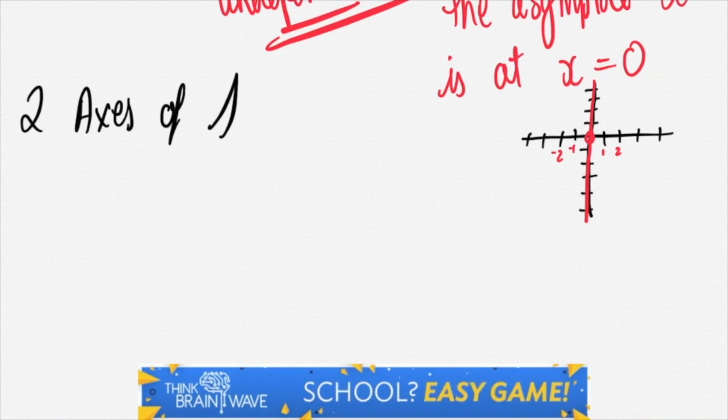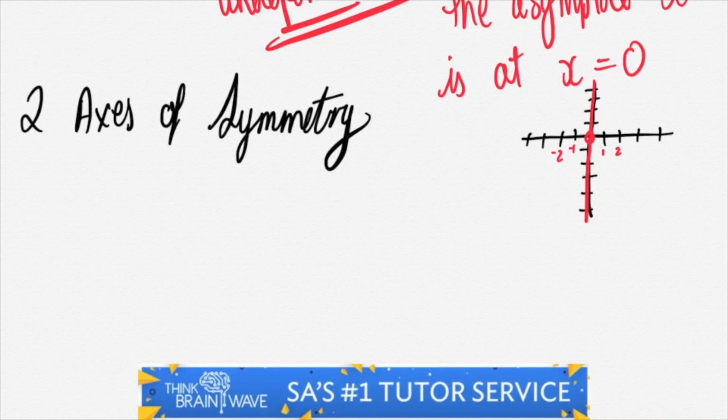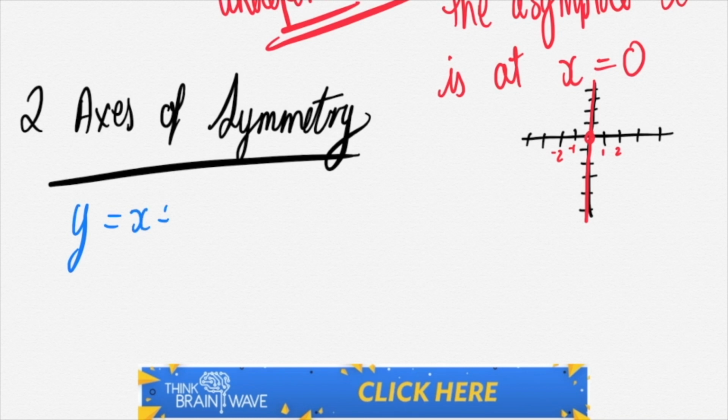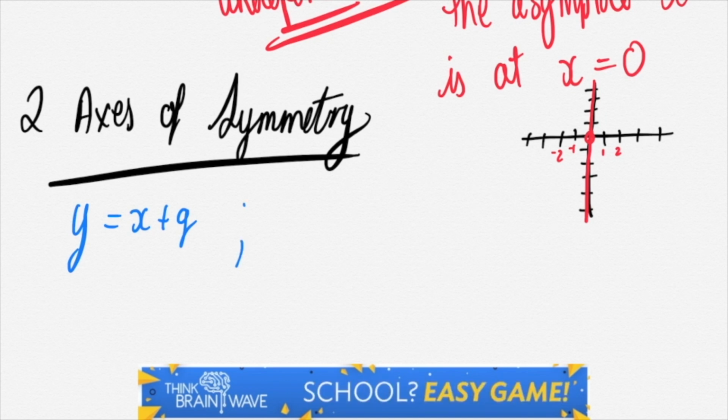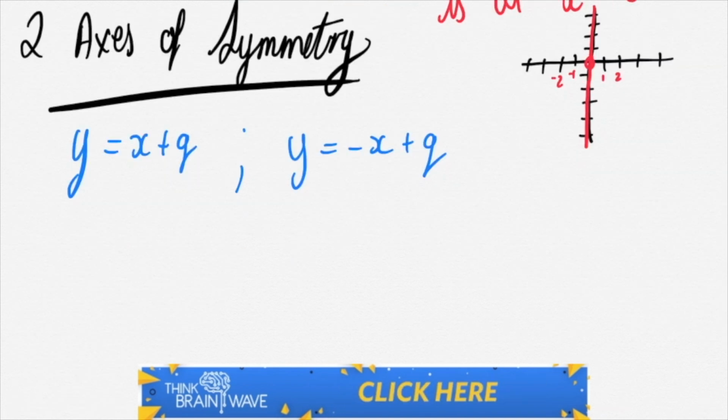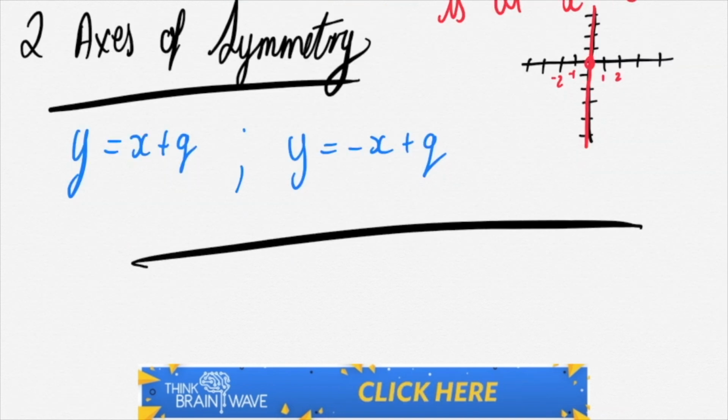Right, let's continue from our previous example. We now will discuss where the two axes of symmetry lie. We start by saying y is equal to x plus q. And we'll say y is equal to negative x plus q. This is the simplest way to find your axes of symmetry.